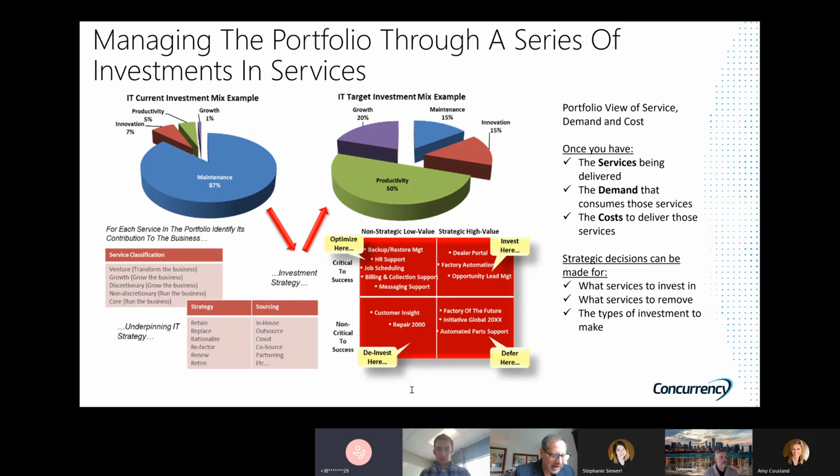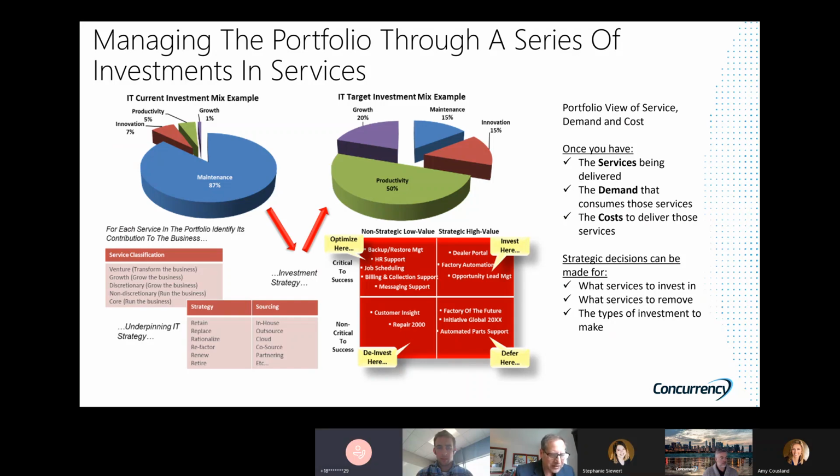And he immediately sees, I've got 87% of all my IT budget going to maintenance, just keeping the wheels running. So for a CEO that's trying to grow this company aggressively, that becomes an immediate red flag. We can't keep operating this way. So the one on the right-hand side of that shows a target mix of investment that they would like to make to help meet that goal of actually tripling the size of the company.